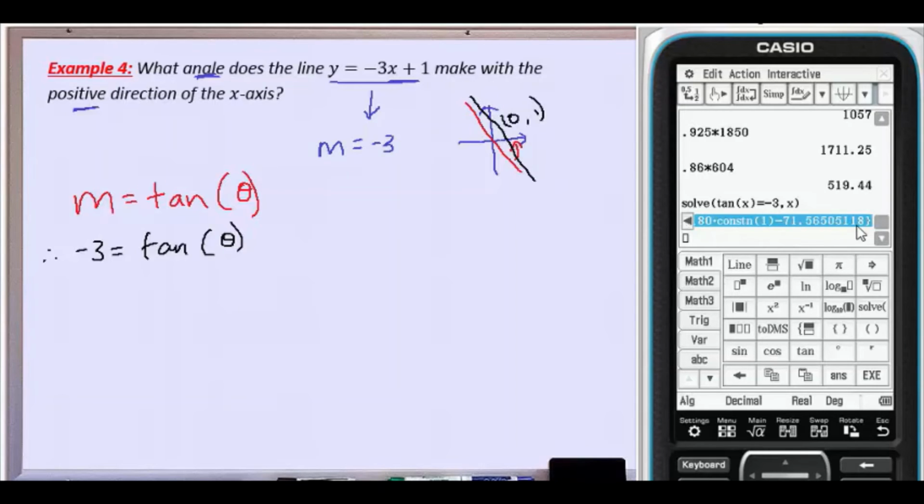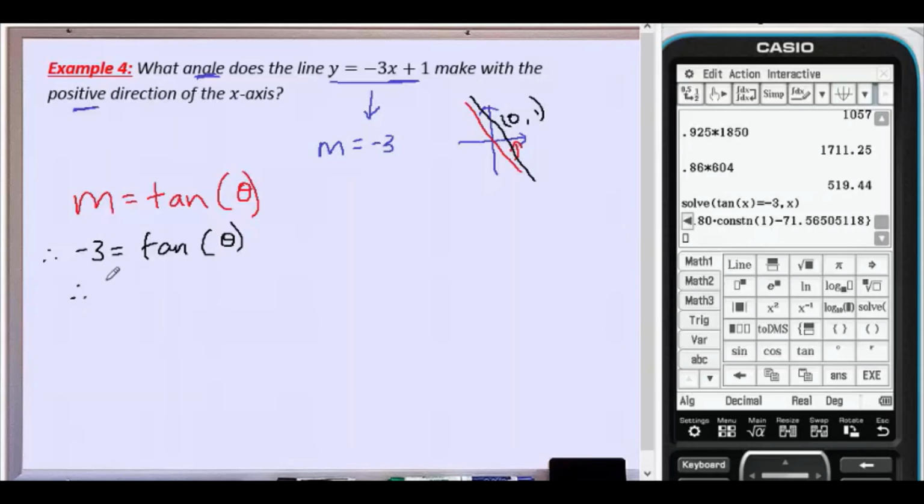The angle we're interested in here is this angle of -71 degrees. And so I'm going to write that down here. So theta equals -71 degrees, or it's actually 72 because it's 71.565 degrees.